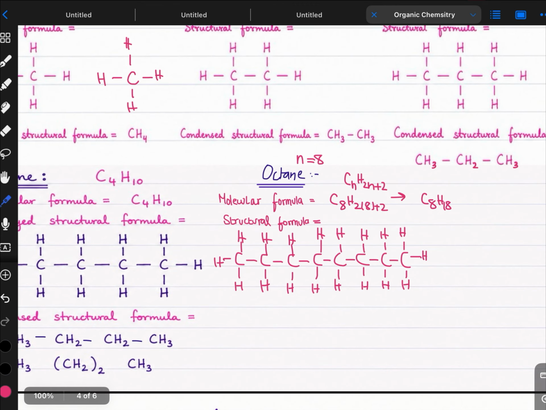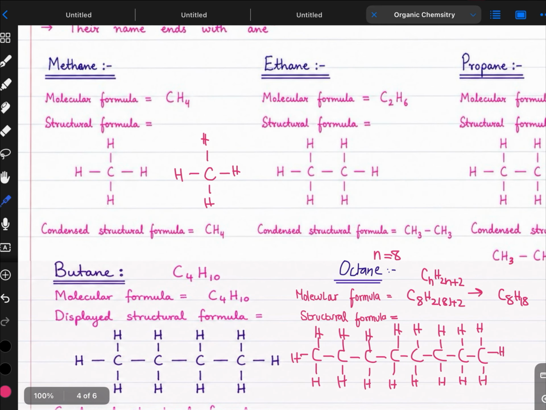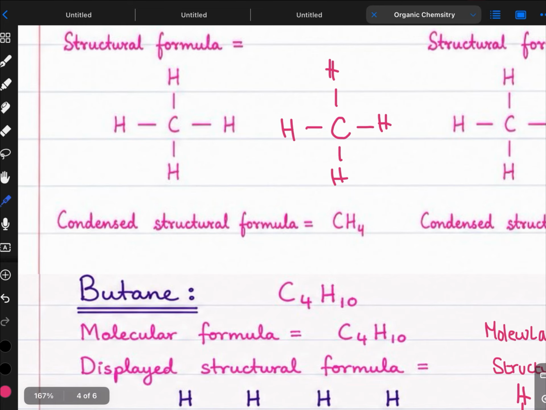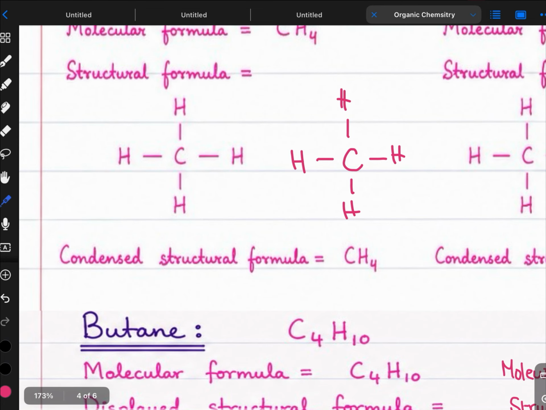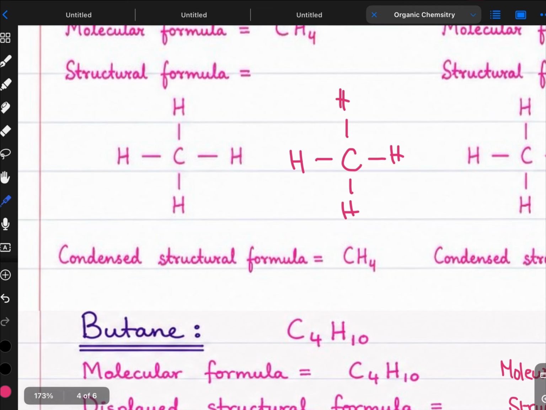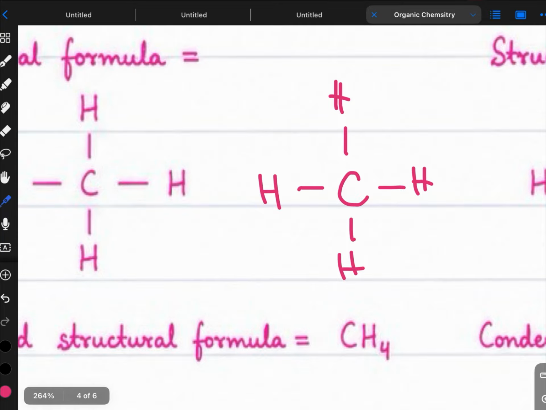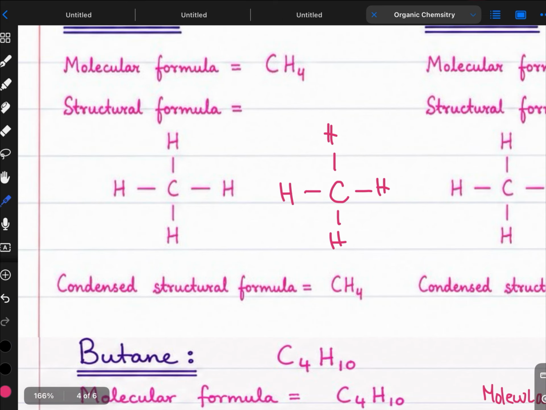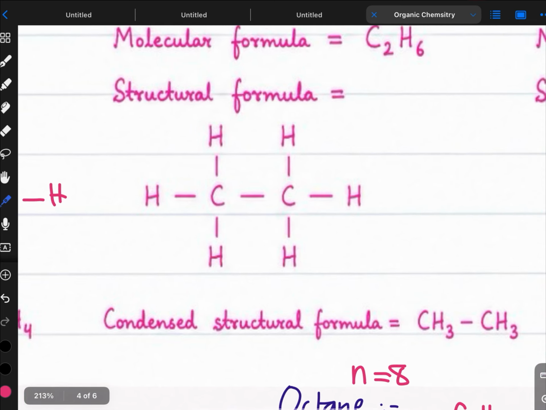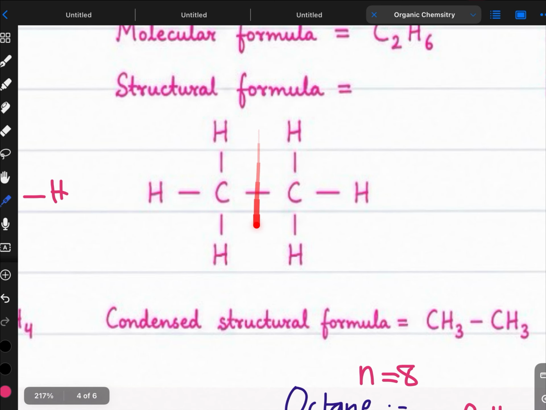Alright, so now you will be able to complete and write down the structural formula and molecular formula. Now let's focus upon the condensed structural formula. It's actually the short form of the displayed structural formula. I'm going to show you how to write it down. So basically, you're going to just write this whole thing in a simpler way. The condensed structural formula for methane is just simply CH4 because there is no other carbon atom, so we don't have to separate anything. But here we have ethane, and we have to separate both of these carbon atoms. So let's draw a line in between them.